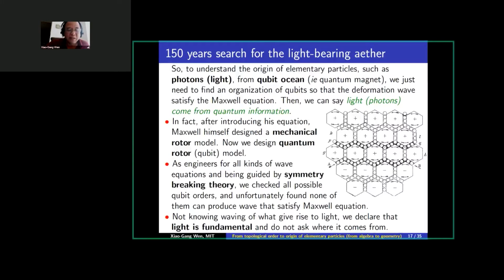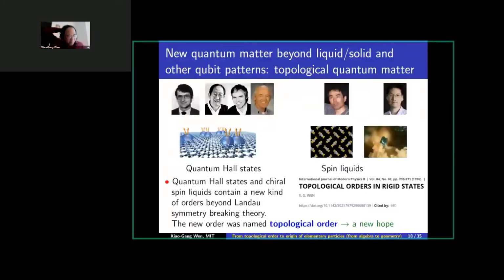Thanks. Okay. And then in the 80s, actually, people studying semiconductors discovered the so-called quantum Hall effect.